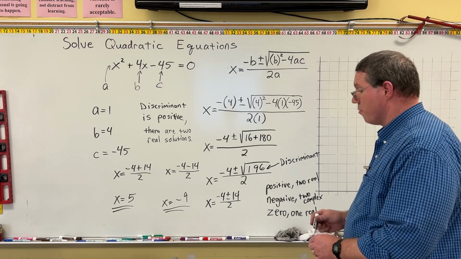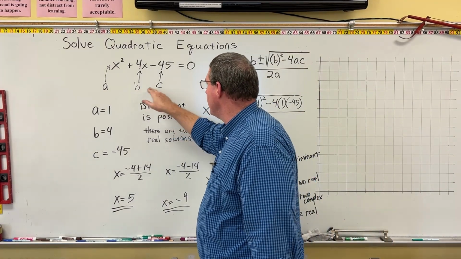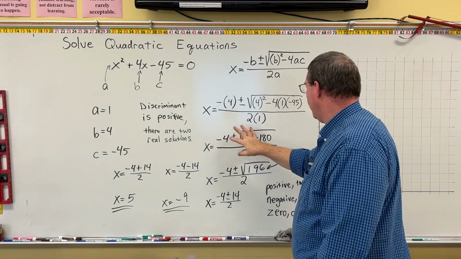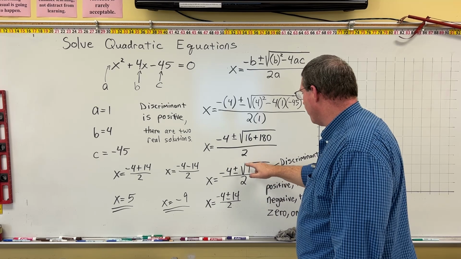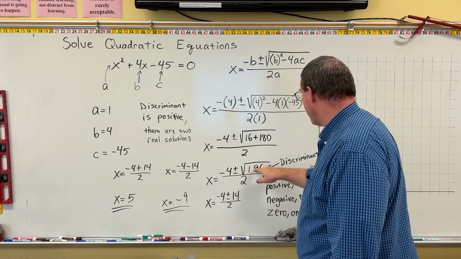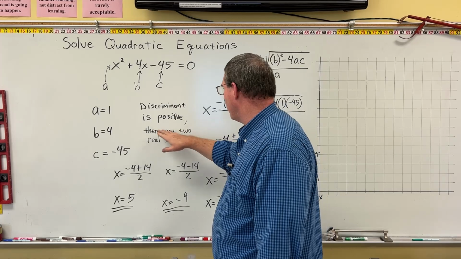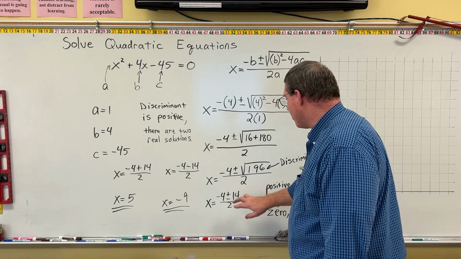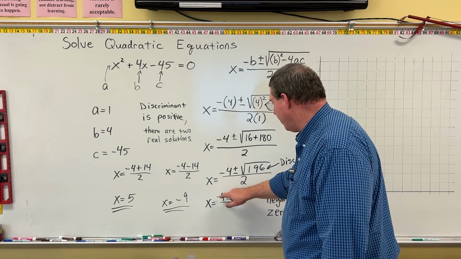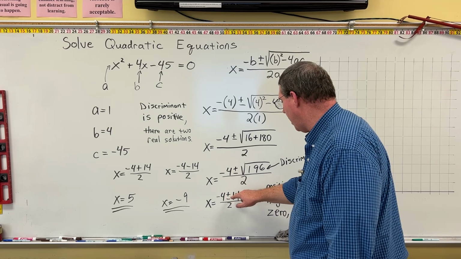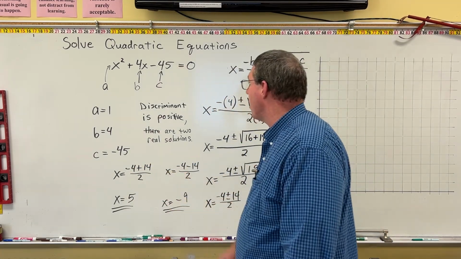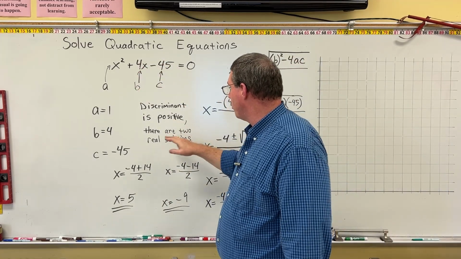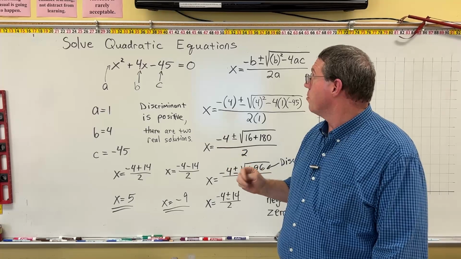Okay? And so here's what we did. We identified A, B, and C. We put A, B, and C into the formula. Then we did some arithmetic and came up with this. Then we checked to see if this is a perfect square, and it is. And we also saw that the discriminant is positive, so we knew that there are two real solutions. We solved the square root of 196, which is 14. Then we separated it into two solutions. Negative 4 plus 14 over 2, and then negative 4 minus 14 over 2. And then we solved those, and we came up with our two solutions for this quadratic equation, and they are both real solutions. So that's an example of how to use the quadratic equation.